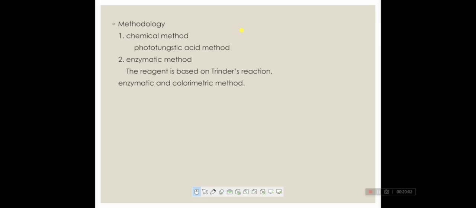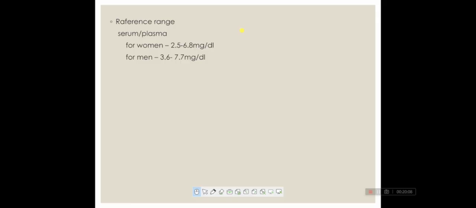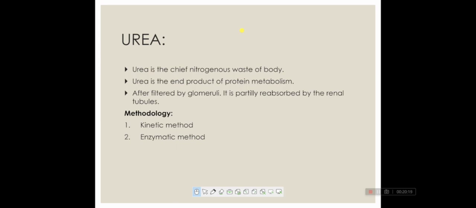It is assayed in the laboratories by both the chemical method and the enzymatic method. The reference range for serum uric acid for women is 2.5 to 6.5 mg per deciliter, and for men it is 3.6 to 7.7 mg per deciliter.